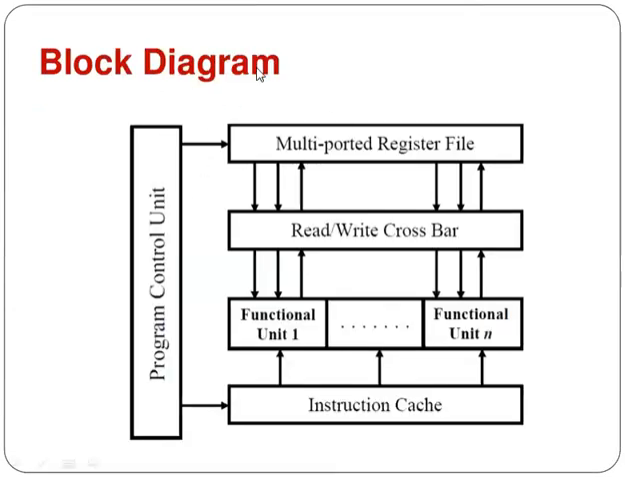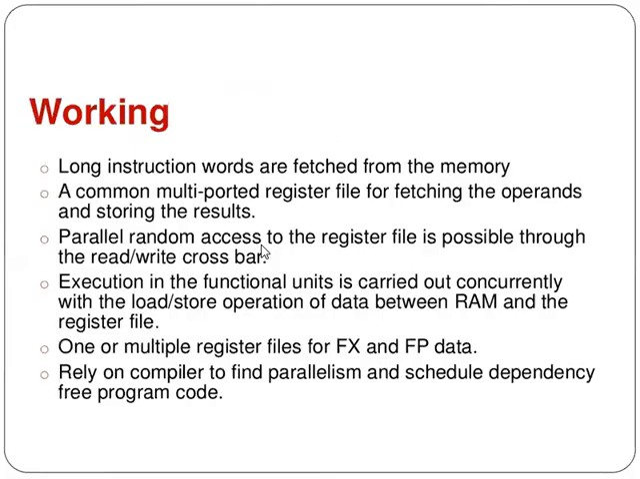So here is the block diagram. It uses a multi-ported register file and a read write crossbar switch. This is the control unit and the different functional units: arithmetic logic unit, store or load. These different functional units and the instruction cache are all connected with each other. The control unit will initiate the signals. This register file will be very lengthy, to store the operands. Okay, so this is the basic block diagram of a VLIW architecture.